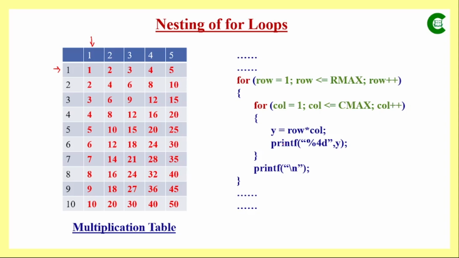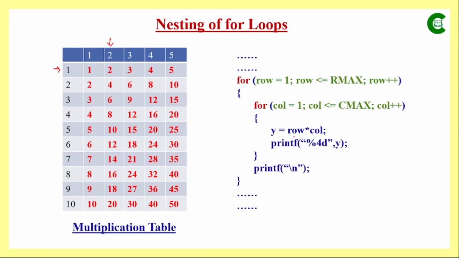And after printing, where the control will go? Will it come out of this inner for loop? No, because the condition of termination of the inner for loop, that is not yet checked or satisfied. So it will go back to the inner for loop and it will increment this counter value col by 1. So this time column value will be 2.